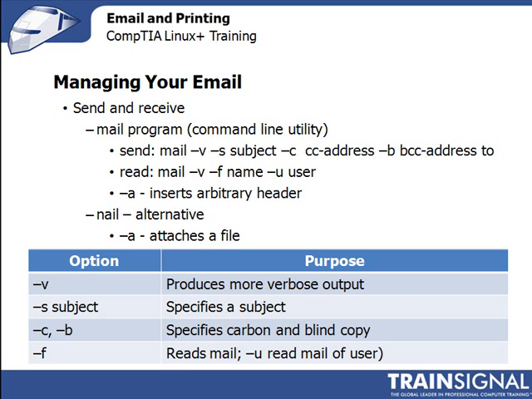Nail is an alternative used by some distributions, and some of the options are different, but nail can also use the options that you see here on the screen. One difference in particular is -a, which for mail with an M inserts a header, but for nail with an N is used to attach a file. Let's go back to our terminal and try out this command.